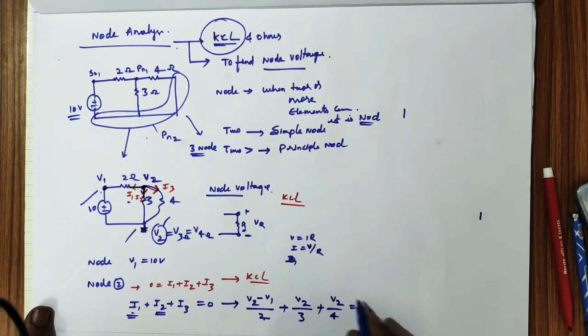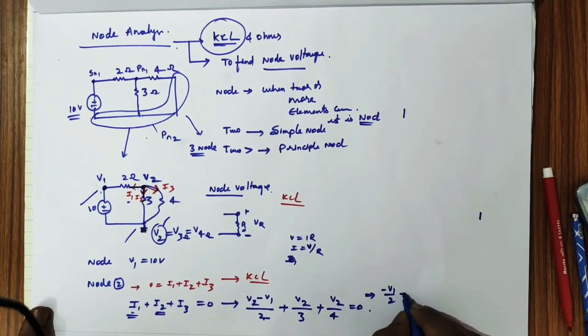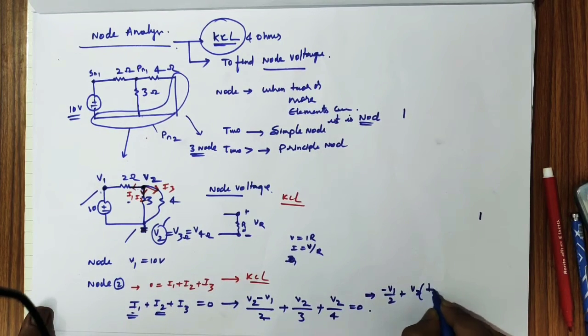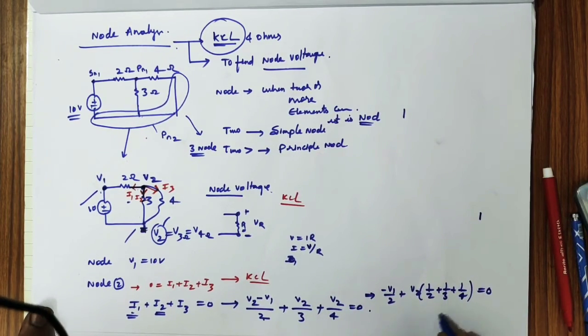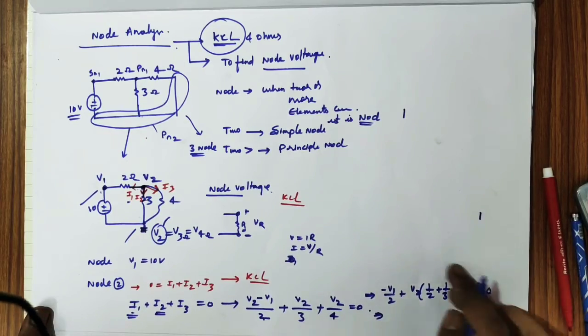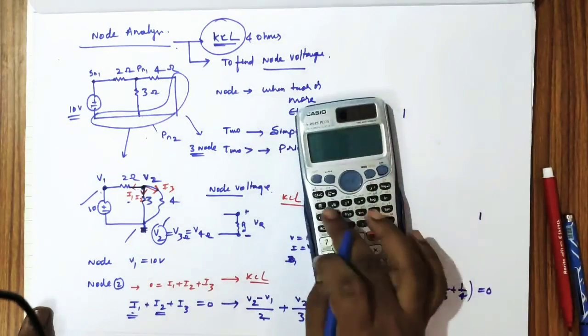So you work on this. How do you solve this? Many people make mistakes here. You just bring all the V1s and V2s to one place. That is minus V1 by 2 and V2 into 1 by 2 plus 1 by 3 plus 1 by 4. At this junction, don't do the LCM here. Directly calculate this value in your numerator, in your calculator, like this.